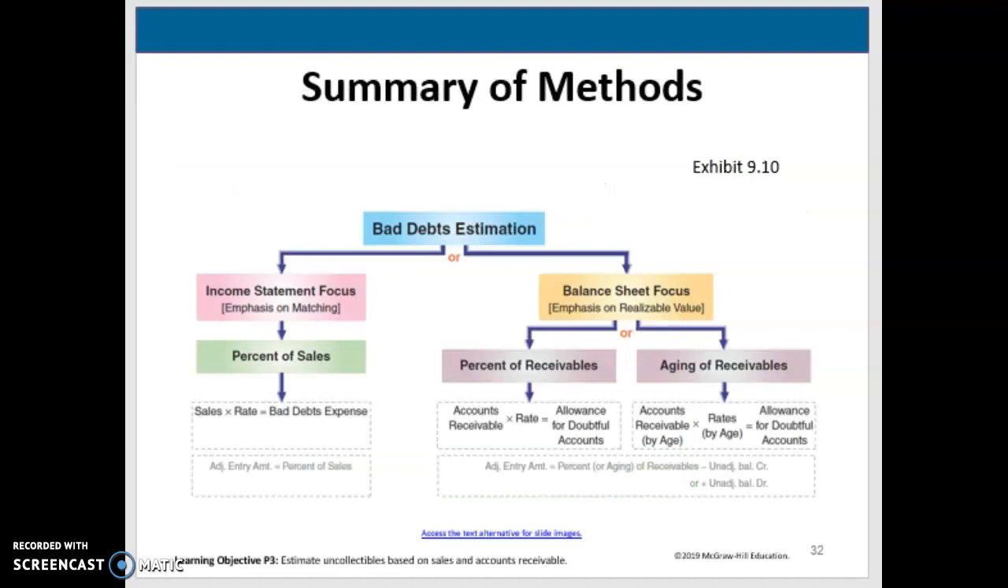All right, so we're looking at the different methods. Percent of sales is the income statement focus, and the emphasis there is on matching. We're taking sales times the rate to get the bad debt expense. On the other side, the balance sheet focus, the emphasis is on the realizable value of accounts receivable. So we can either use the percent of receivables or the aging of receivables, and we've just looked at how to do that.